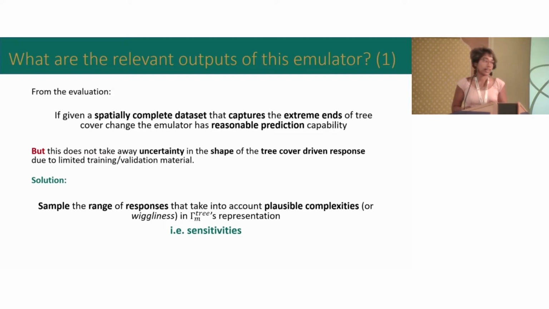And so when we actually do use these emulators to provide relevant outputs, what we actually do is sample the range of responses that takes into account the uncertainty or the complexity in the shape of response that our emulator uses. And this is what we call sensitivities. So instead of actually getting a deterministic temperature change, we actually look at the sensitivities in the temperature to changes in tree cover.